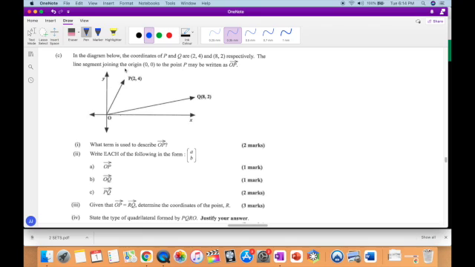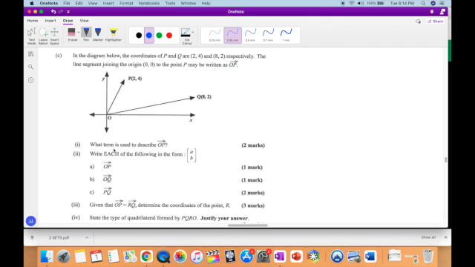The line segment joining the origin (0, 0) to the point P can be written as OP. Okay, thank you for telling me that, question. It doesn't really help, but I guess you're telling me that P is a position vector. So OP is the position vector for P, and then you have OQ, the position vector for Q. All right. So I hope that that's okay with everyone so far.